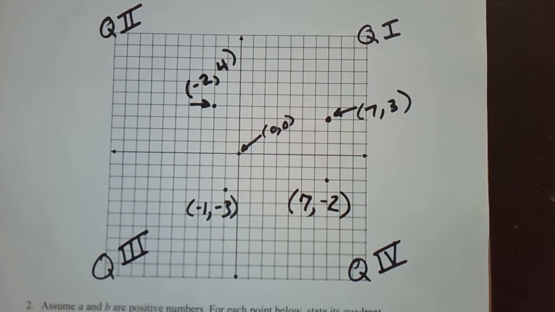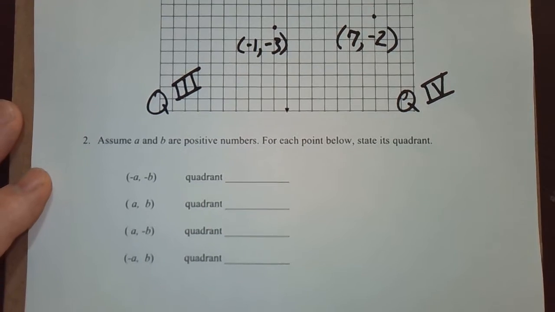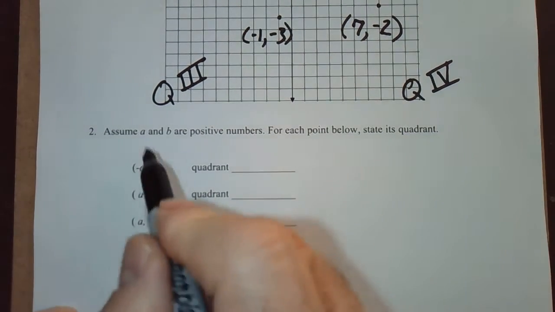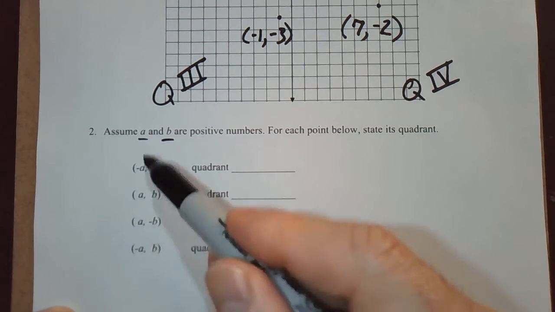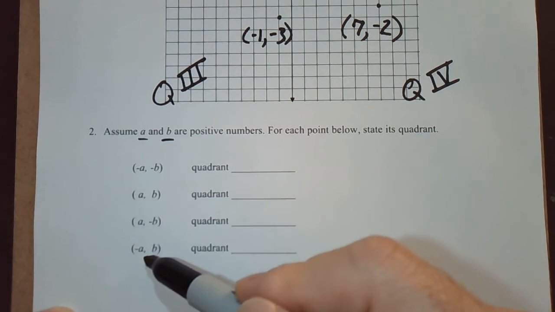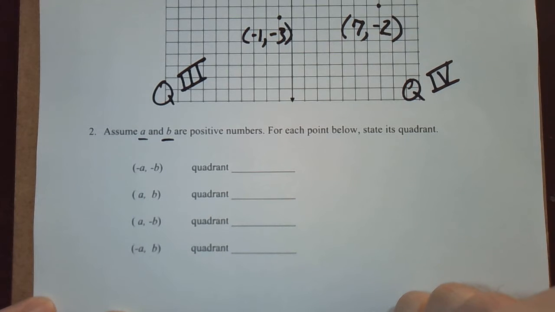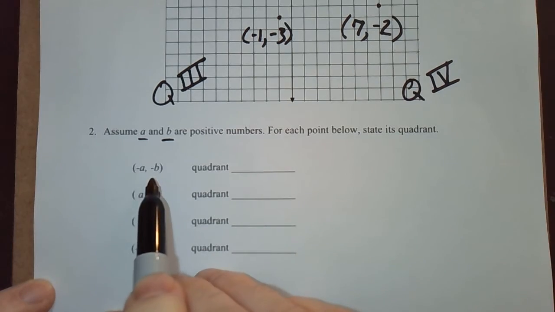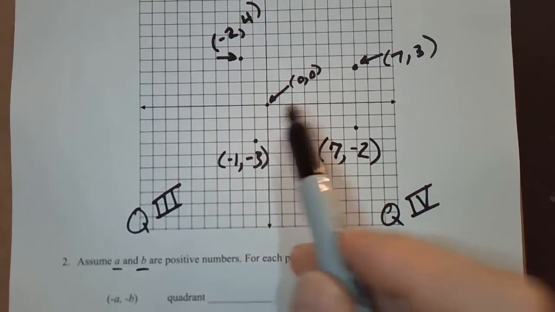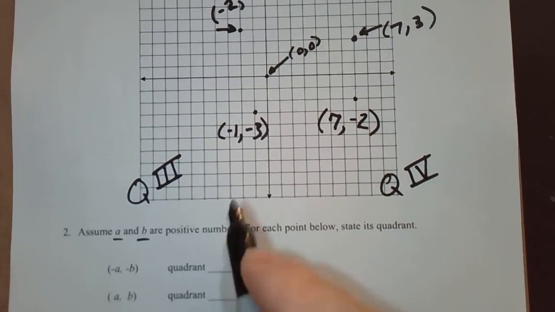And then to kind of summarize what we just did, this will be the end of this short video, but suppose we have two positive numbers, a and b. For each one of these points, or ordered pairs, state the quadrant that it's in. So a and b are positive, which means negative a, negative b is a negative, negative. That would be negative, negative would be quadrant number 3.